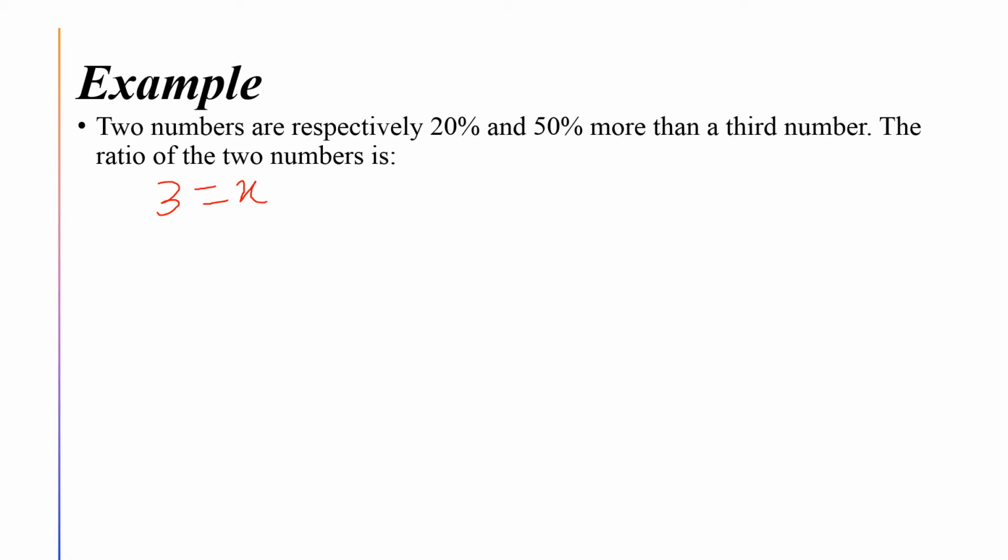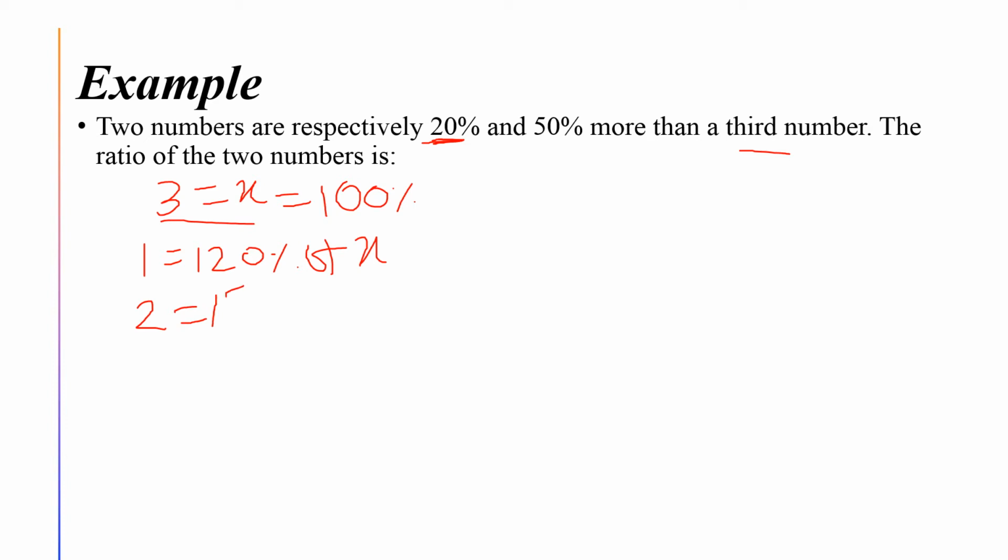So the value of the first number becomes 120% of x. How it becomes 120 percent of x: the third number is equal to 100 percent. So the first number becomes 100 plus 20 percent. 100 plus 20 percent means the first number is 20 percent greater than the third number. So we have to calculate it like this. The first number is equal to 120 percent of x and the second number is equal to 150 percent of x.